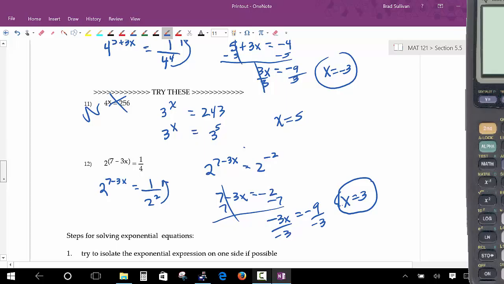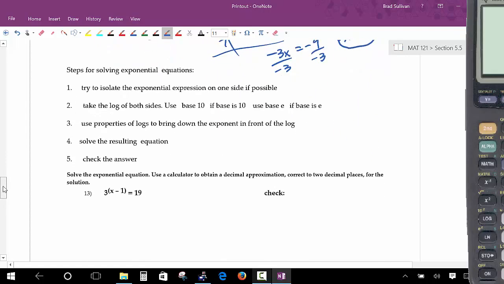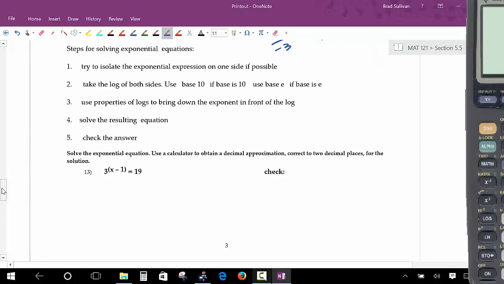Okay, all right. So let's go down to number 13. Now number 13 looks like the problems you just did, but if you didn't have a calculator, you would struggle doing this one because you can't write 19 as 3 to a power. Okay, you could, but it would be a crazy decimal, like 3 to the 2 point something.